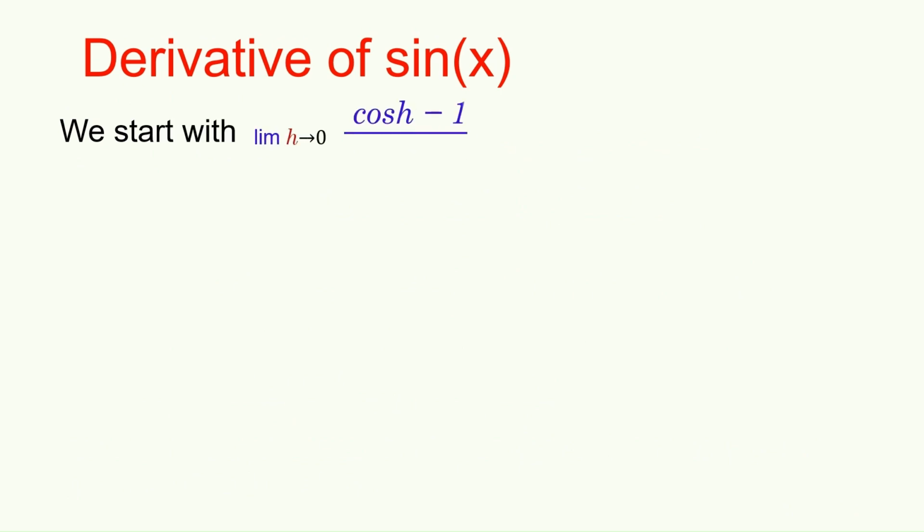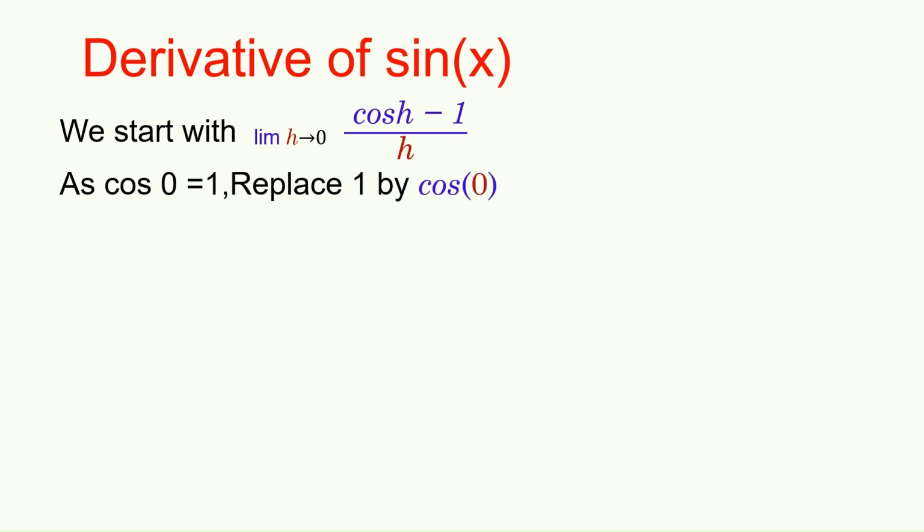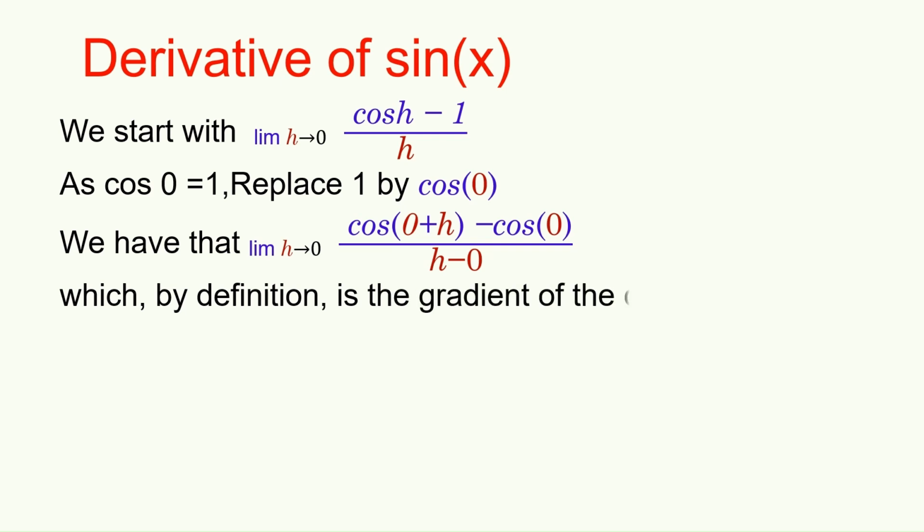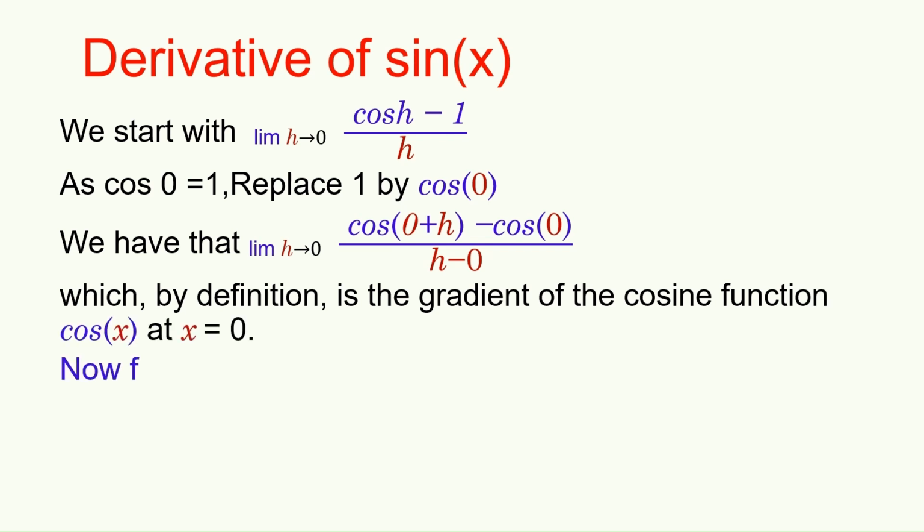We start with limit h tends to 0 of cos of h minus 1 whole divided by h. As cos 0 is equal to 1, we replace 1 by cos 0. We have limit h tends to 0 of cos of 0 plus h minus cos of 0, whole divided by h, which, by definition, is the gradient of the cosine function cos x at x equals 0.